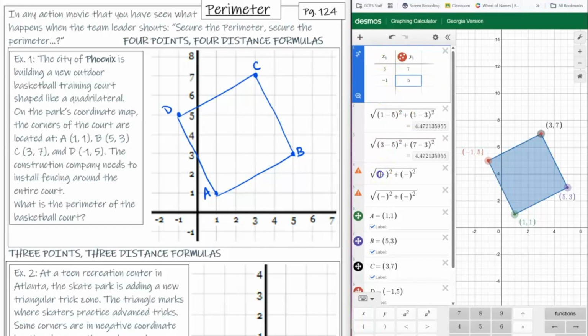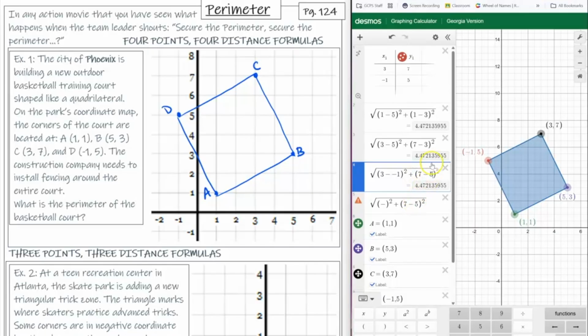X is in my first parentheses. So 3 and negative 1. And again, remember, if it's negative, you're putting it there because it is negative. Then we have 7 and 5 for my Y's. So 7 and 5. And we can see once again it's the same because I'm expecting it to be a square. But I'm not going to do any assumptions. I'm going to go all the way.